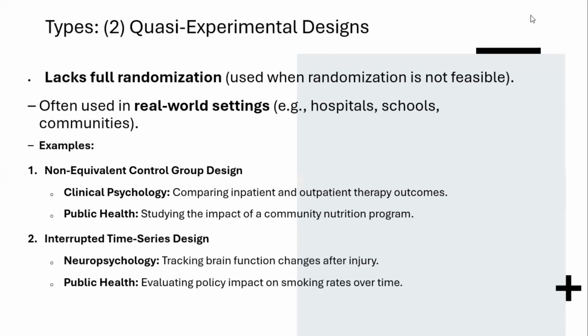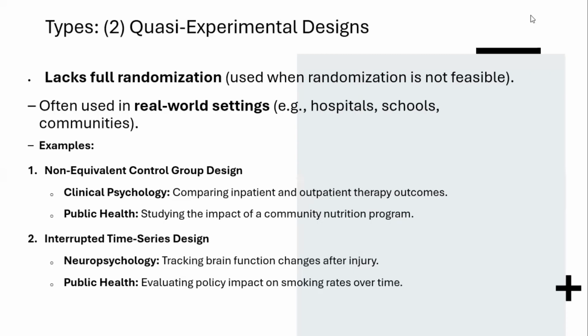Do you understand it? Yes, please. Good. And so the non-equivalent control group design is an example of a quasi-experiment. Also, interrupted time series design is also an example of a quasi-experiment.